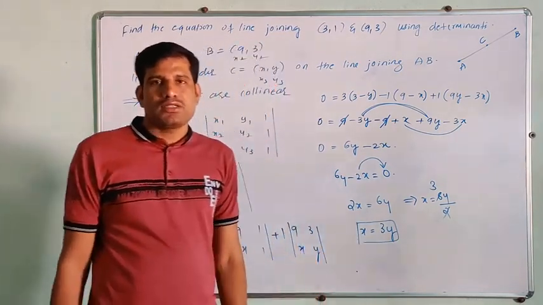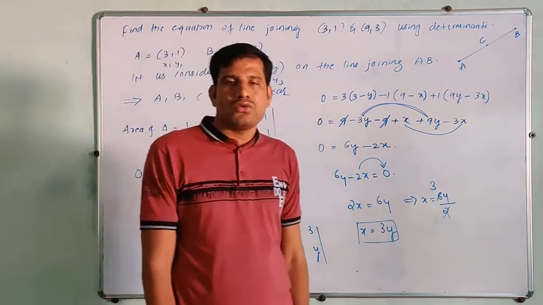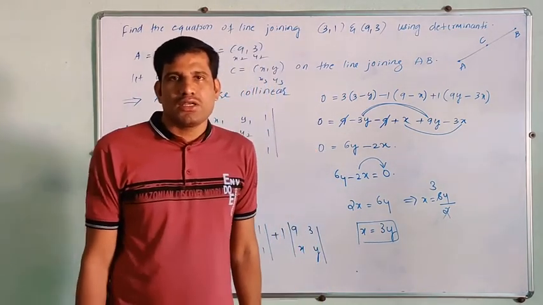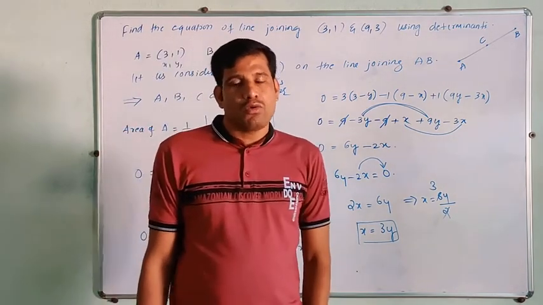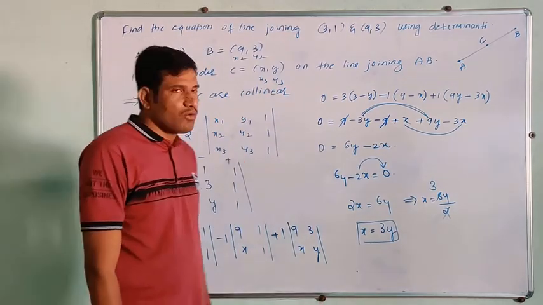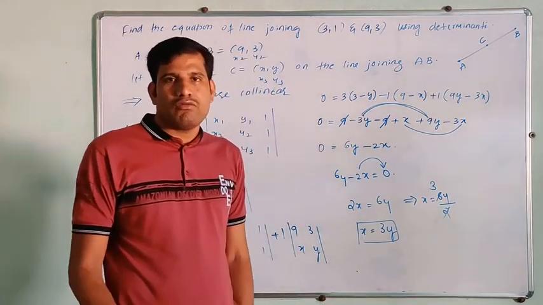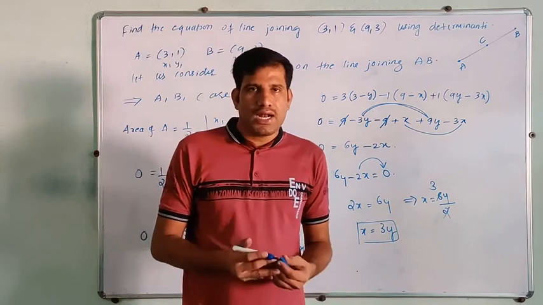So this completes the concept of area of triangle using determinants. In the next class, we will go for minors and cofactors, and based on minors and cofactors, we have the matrix method which is of 5 marks. So that we start in the next class.